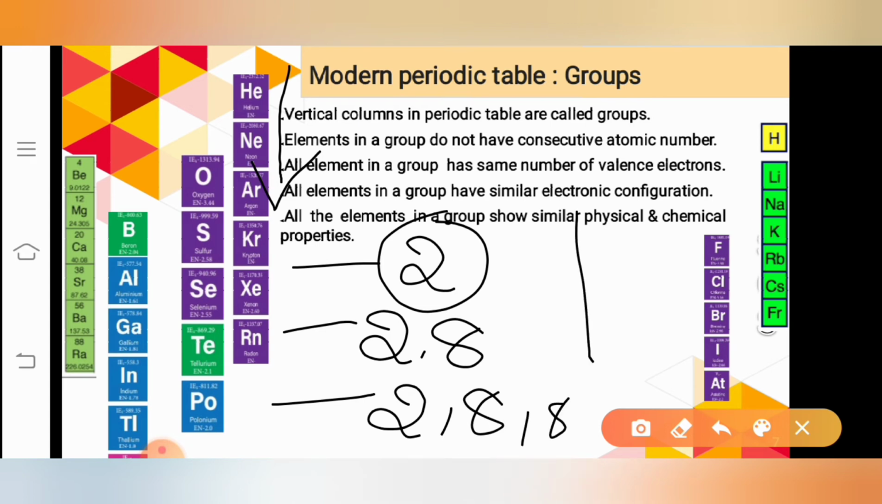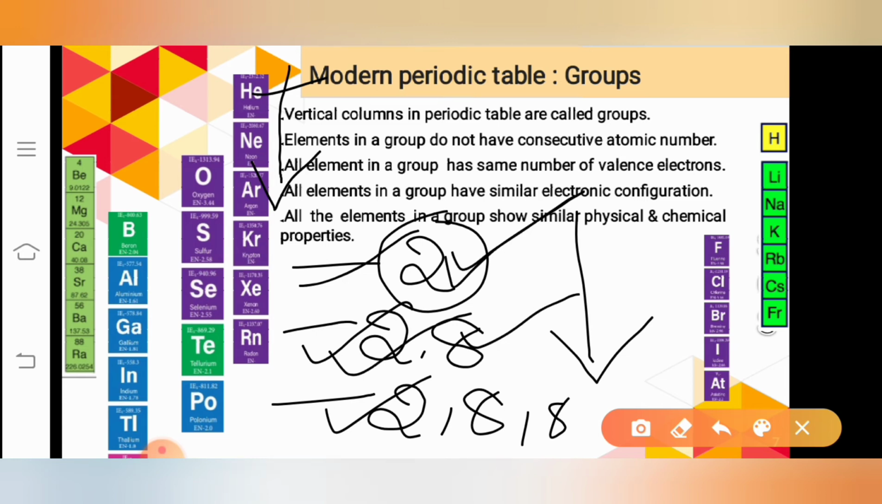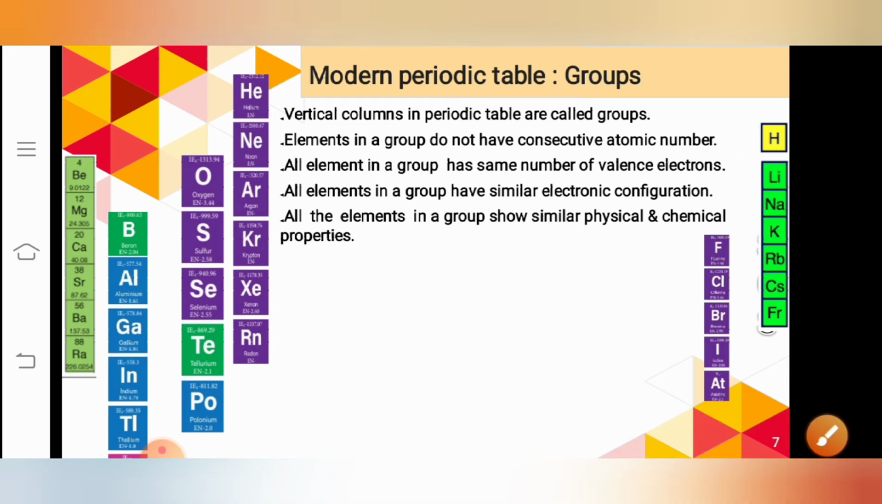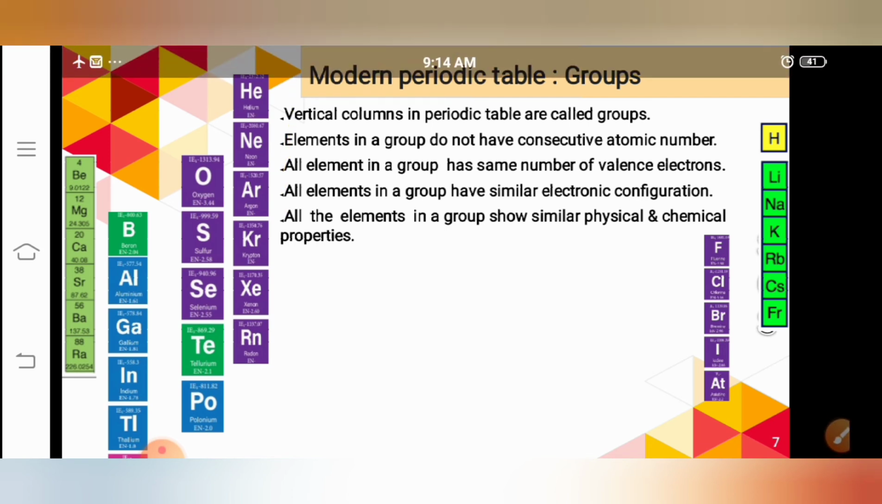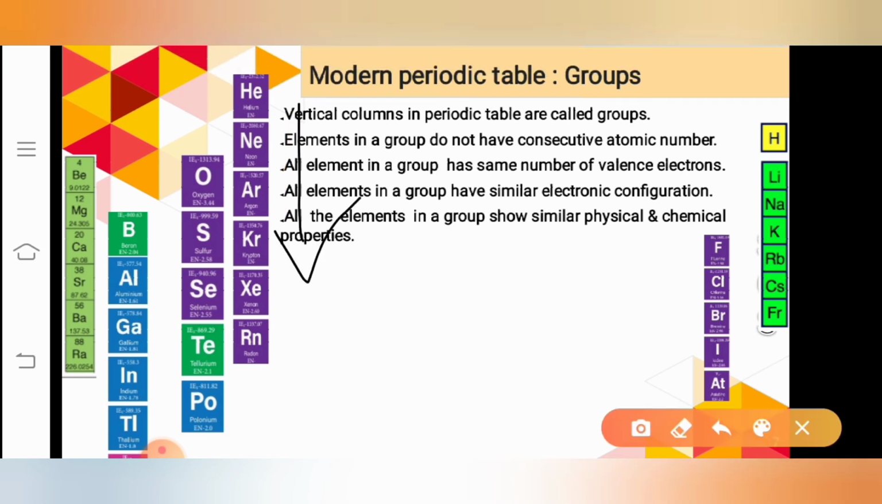If you look at this, the elements in the group, this is helium, neon, argon. The elements in the group keep on increasing their shells as we go down the group. See, here there is only one shell, here there are 2 shells, here there are 3 shells. Correct? So this is how, for the elements present in a group, the number of shells keeps on increasing as we go down the group.